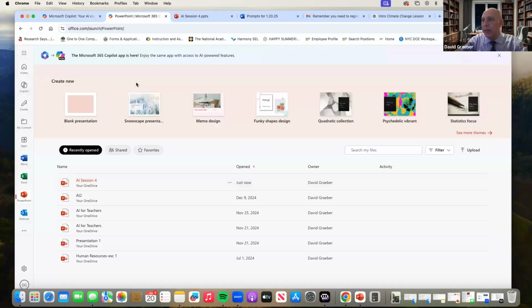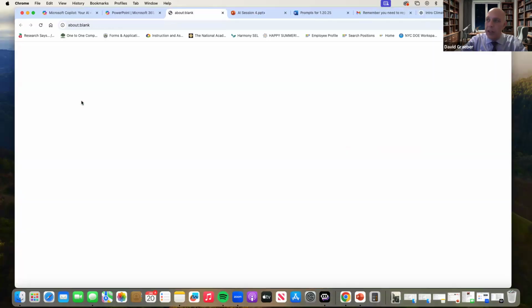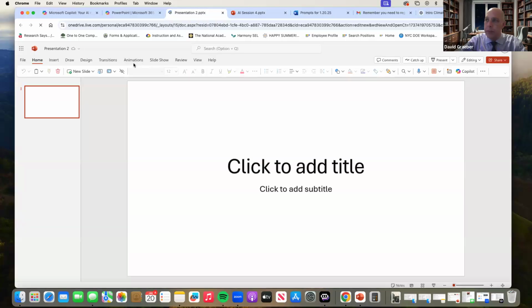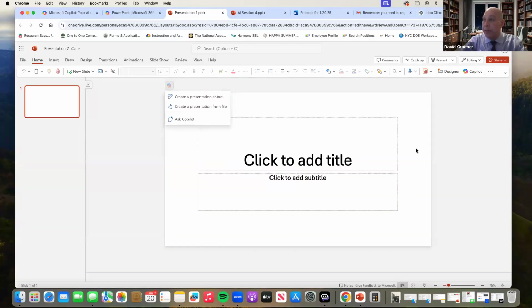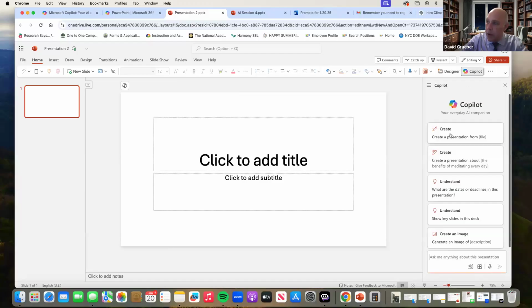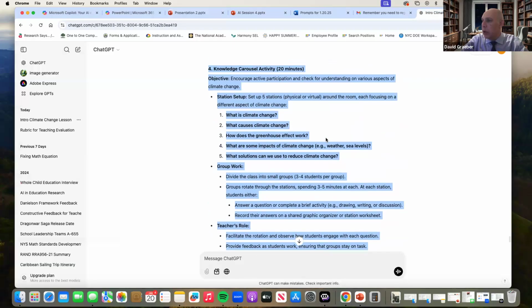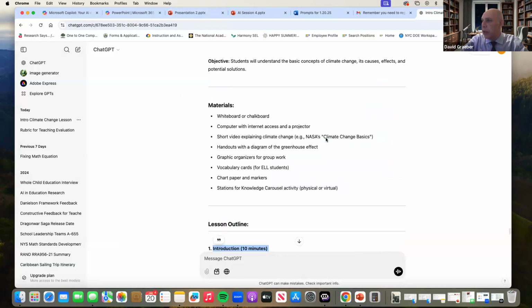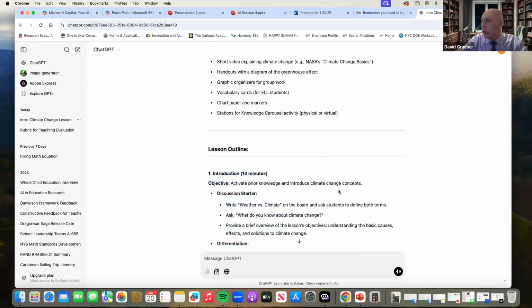Watch this. I'm going to go to PowerPoint itself and start a new presentation. Again, I'm within my 365 environment. I just got slides, and if you'll notice, there's a little Copilot button. I click on the Copilot, create presentation about. Okay, so what do I want a presentation about? Let's go back to my lesson and pull the objective.